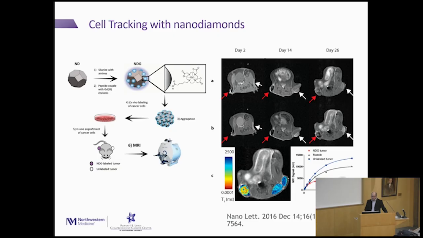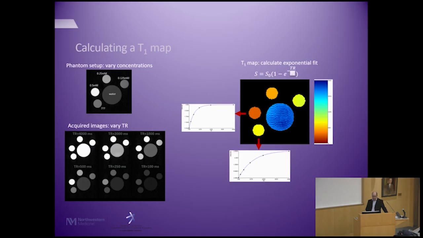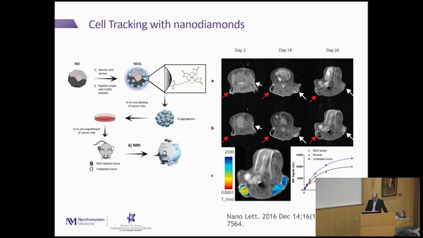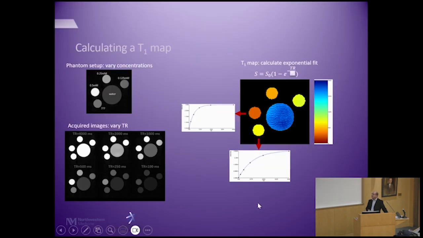And then this is over time the normal tumor, or the unlabeled tumor versus labeled and versus muscle. So the T1 map that's shown down here, we often do that in vitro first so that we can confirm that these molecular contrast agents do what we think they do.